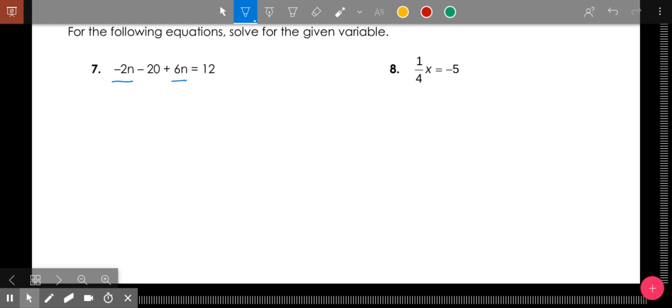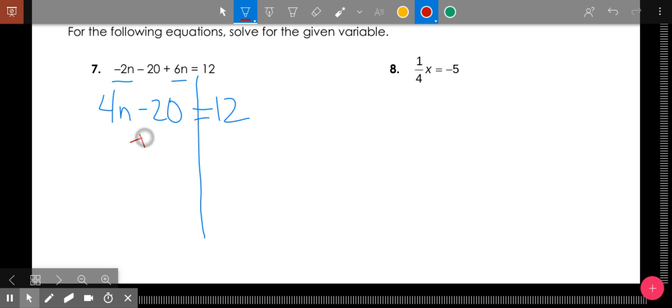Since they are on the same side of our equal sign, we are not doing the opposite. We just combine them. So we have a negative 2 and a positive 6. We subtract since they're different. Keep the sign on the bigger, so we get 4n minus 20 equals 12.